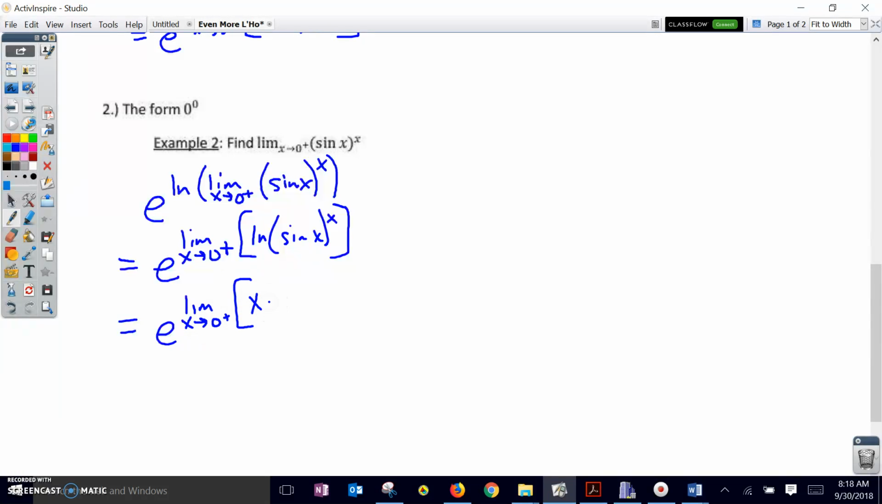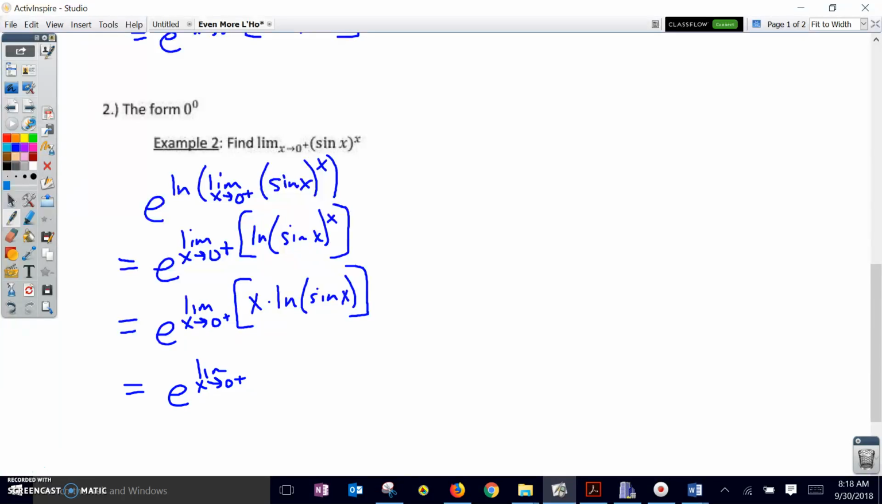This turns into x times the natural log of sine of x, which is something of the form 0 times infinity, because as x approaches 0, the sine of x approaches 0, and as that approaches 0, the natural log approaches negative infinity. And so now we're going to convert it over into something that we can use L'Hopital's rule on.